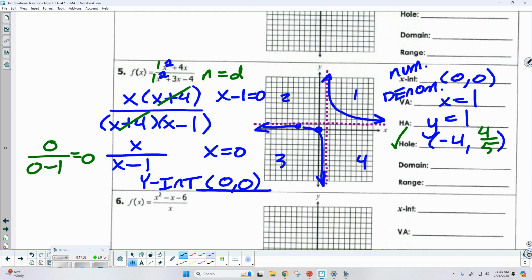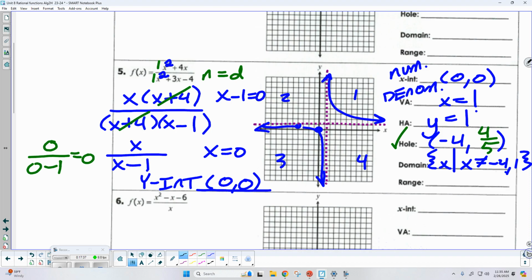Okay. Now, because this one has a hole, that means we're going to have 2 values listed on the domain and range. So I'm going to go ahead and say the domain is all x such that x cannot equal, I'm going to go ahead and say -4 and 1. Where did I get those 2 numbers from? Remember, you not only have to take the value of x from the hole, but you also have to take the value of x from the vertical asymptote.